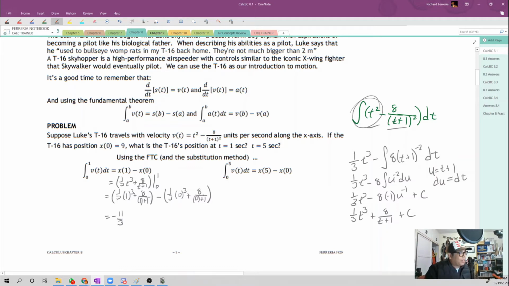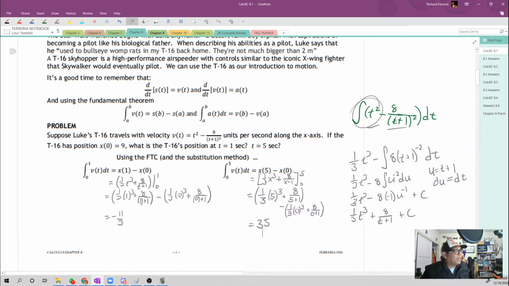The second one is going to be executed exactly the same way. First, we write down our antiderivative from 0 to 5. Then we substitute 5 and 0. I notice this should actually be a 5 here. And that works out to positive 35.